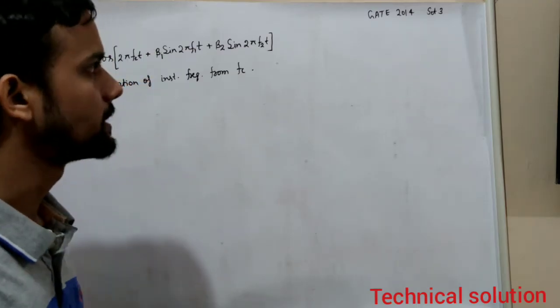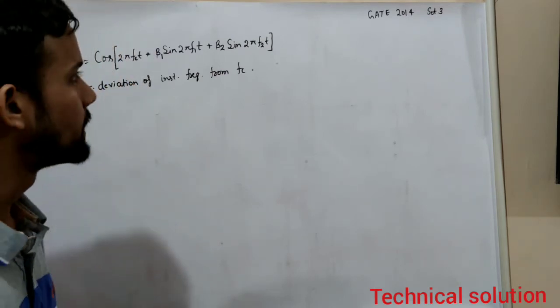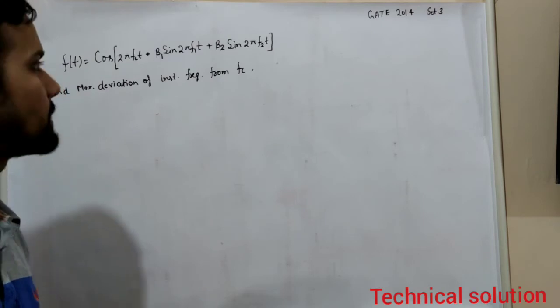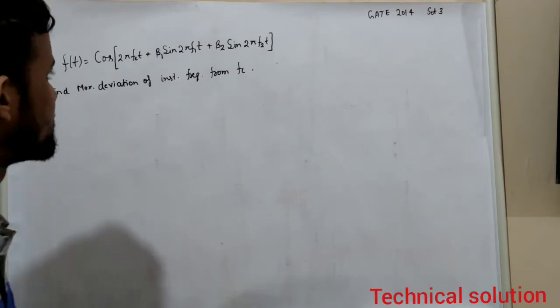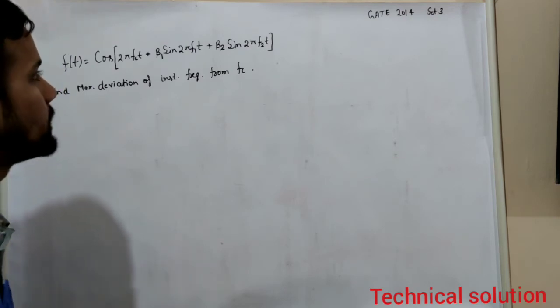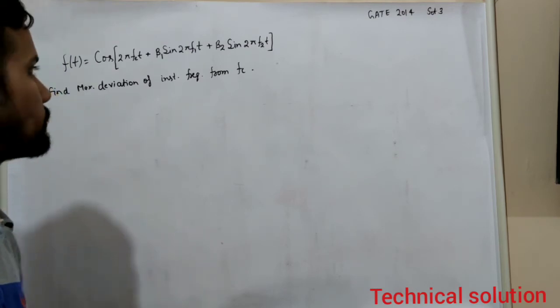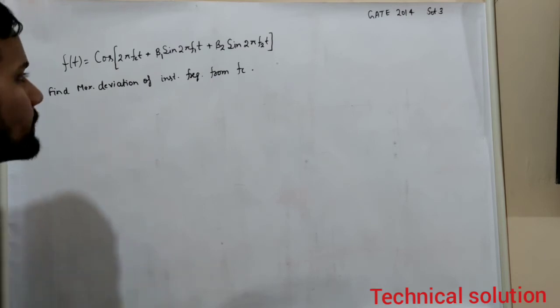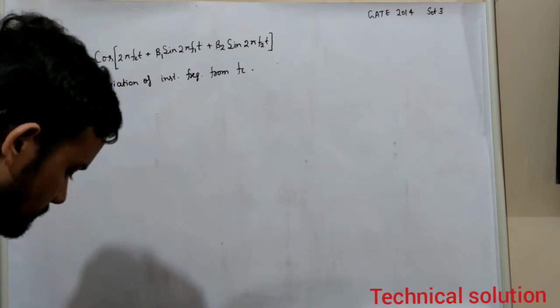This question was asked in GATE 2014 set 3. In the given question, it is given that the message signal f(t) equal to cos 2 pi fc t plus beta 1 sin 2 pi f1 t plus beta 2 sin 2 pi f2 t, and we have to find the maximum deviation of instantaneous frequency from the center frequency fc. We have to find the maximum deviation.